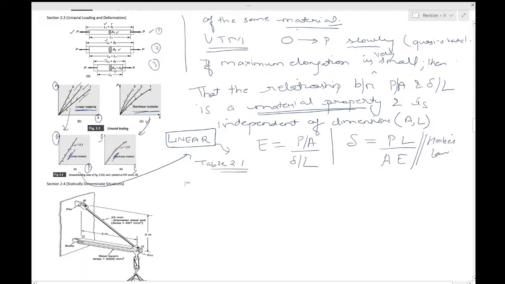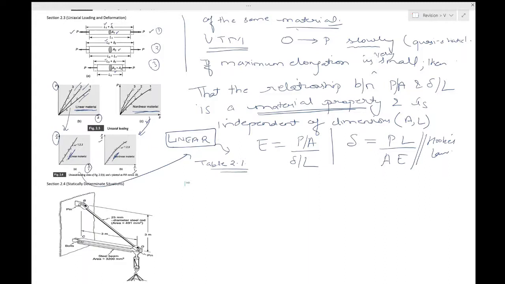Okay, so it is called Hooke's law, and it was named after Robert Hooke, who had propounded at one time that there is a linear relationship between load and displacement. Okay, he didn't actually give this law, but it is attributed to him. Okay, so this is how you can read this part.